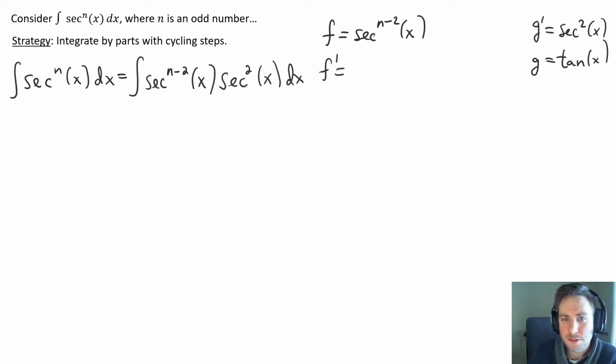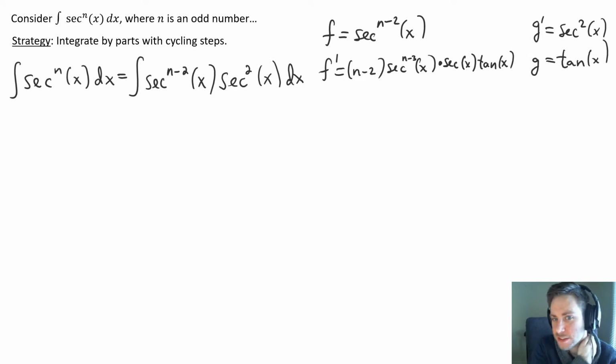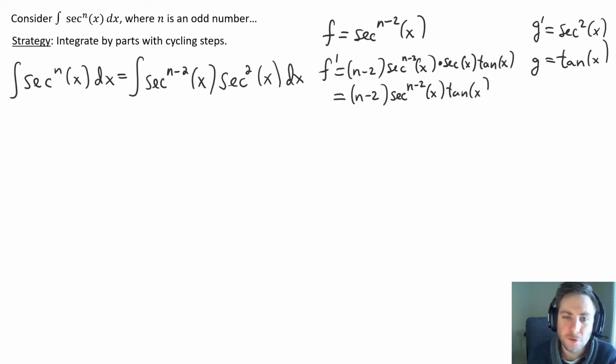As a first step, since secant is being raised to a power, we need to apply the power rule. So the n minus 2 gets brought down in front, and then the power gets reduced by 1, resulting in n minus 3. Now, since it was secant which was raised to a power, we still need to apply the chain rule here, meaning multiply by the derivative of secant, which is secant x tan x. Also, we may as well simplify this formula for f prime while we're at it, and with all this, we're ready to apply our parts formula.